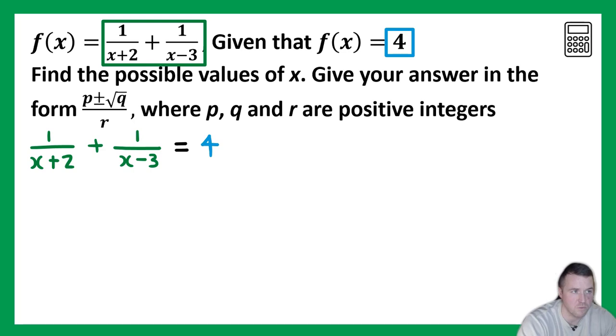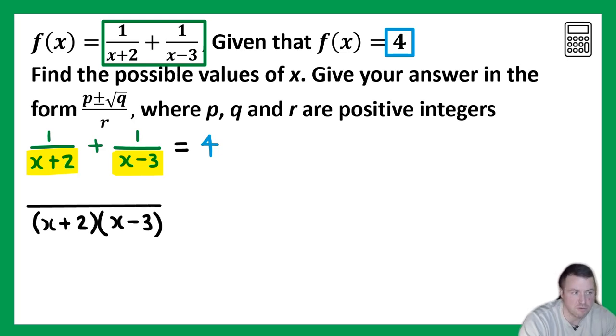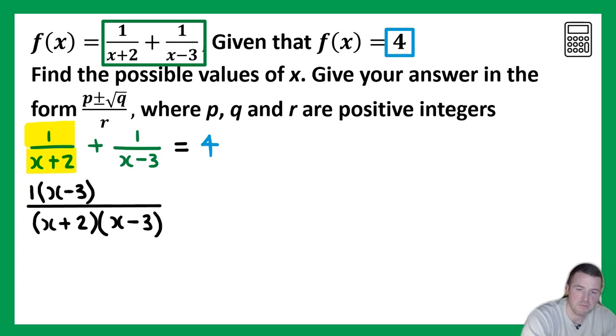So we're tasked with solving the equation that involves some algebraic fractions. Firstly, I'll need to combine the two partial fractions on the left-hand side. To combine these fractions, I'll need to find a common denominator, which can be found by multiplying these two denominators. I'll need to consider double brackets. Since x plus 2 has been multiplied by x minus 3, I'll need to also multiply the numerator by x minus 3, which would just be 1 multiplied by x minus 3.